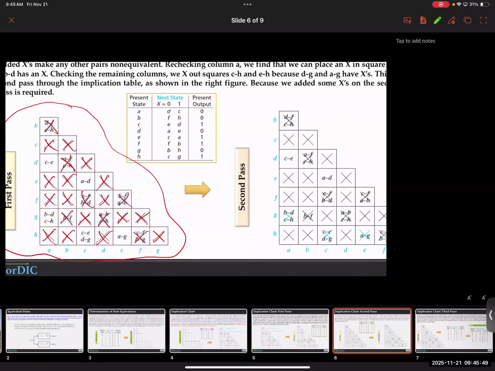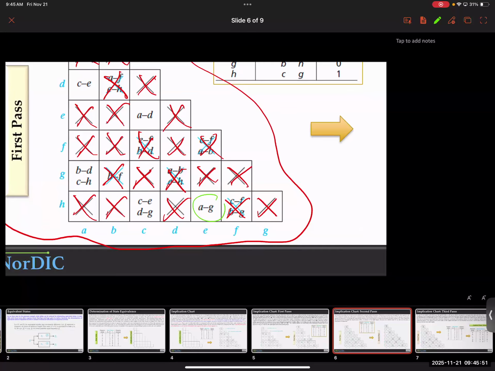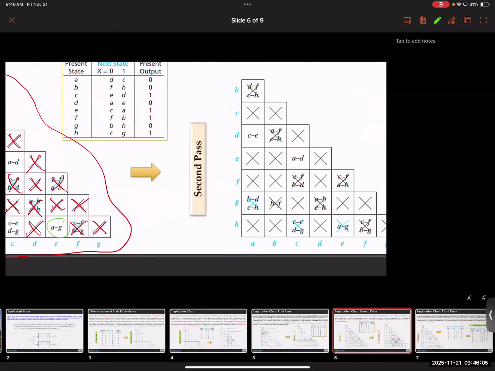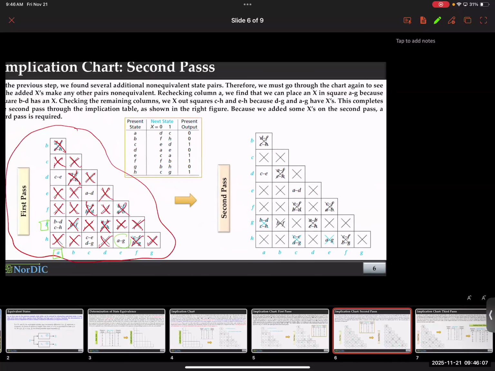Now I'm going to show you. Let's change the color. Say, let's take this, AG. Let's see what happened here. A and G. Is it crossed out? Not yet. How about this one? AD. Where is A? This is A, this is D. It's not crossed out yet.